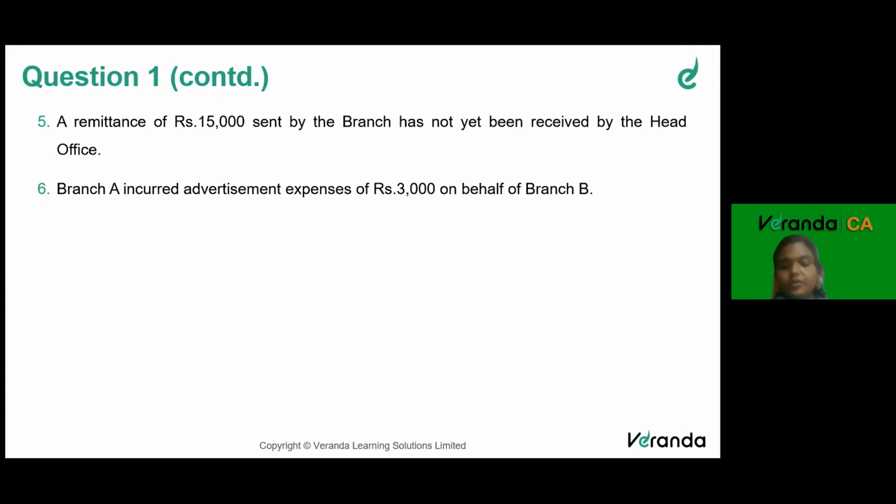Okay, when you route it through head office, what happens? This branch A has incurred an advertisement expense for branch B. So you debit the head office. So head office account to cash or bank, 3,000, whatever amount has been spent. Okay, so don't put branch B. There may be branch C, branch D, there may be multiple branches. So you just route the entry through head office. One common account for all the branches. But mention in your narration that it is an expense incurred for branch B.